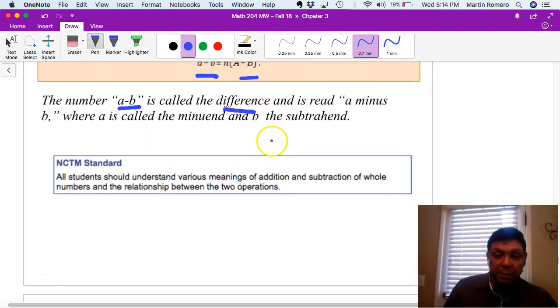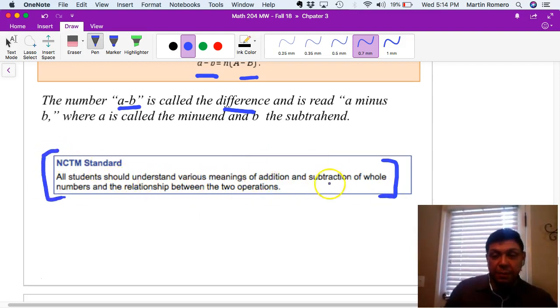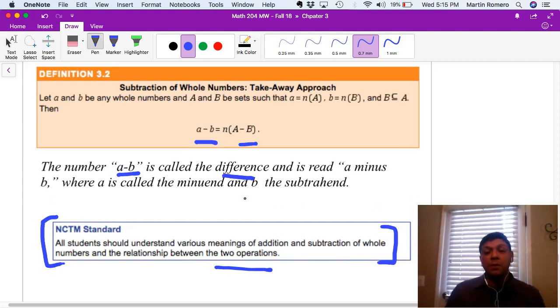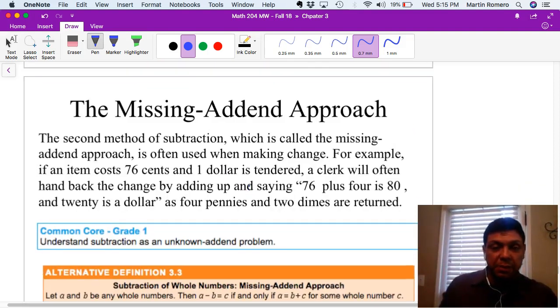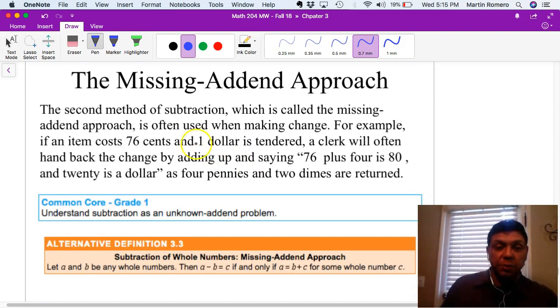Something to keep in mind in terms of standards that students learn, and as a teacher, all students should understand various means of addition and subtraction of whole numbers and the relationship between those two operations. So we're going to start talking about how those two operations are related. I think you guys already know that they're inverse operations, but that's going to be seen in what's called the missing addend approach. So this is the second method that we view subtraction.